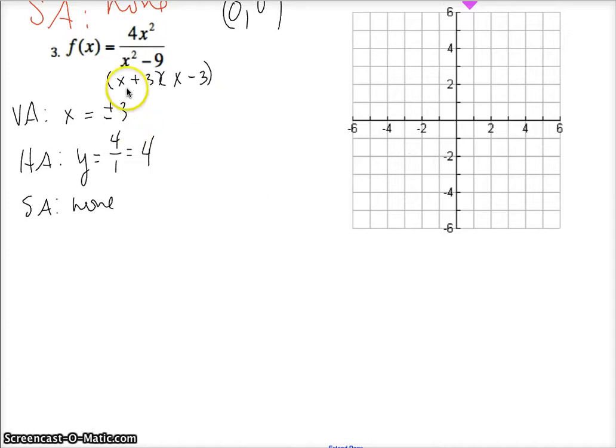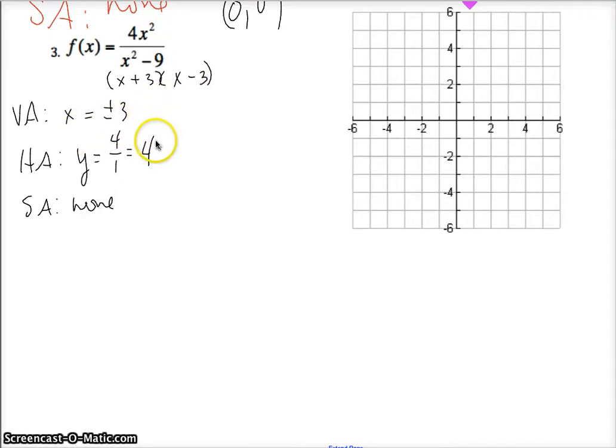For your slant asymptotes, there are none because the degrees are even. Because the degrees are even, the horizontal asymptote is the ratio of the leading coefficients, which is 4 divided by 1, which is 4. And for the vertical asymptotes, when you factor the denominator, no factors cancel, so our vertical asymptotes are x equals plus or minus 3.